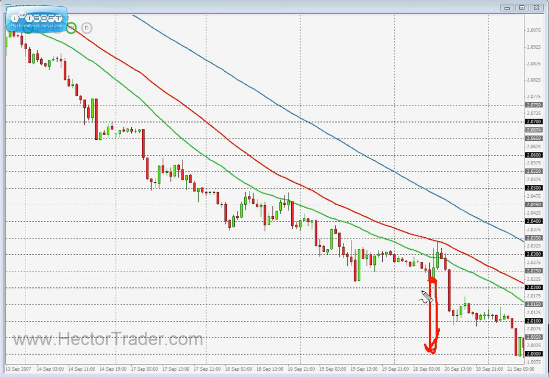It probably would have been a very nice move, since we are in a downtrend from a technical point of view, and then from a fundamental point of view, it's also bearish for the British economy, and therefore the sterling pound should weaken against the Canadian dollar. So it would definitely be a nice move to the downside.